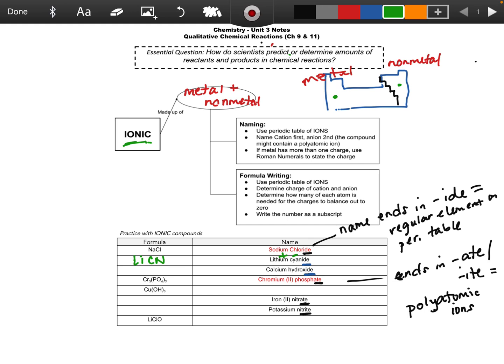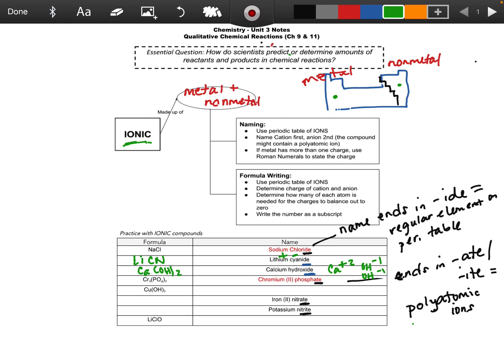For the next example, calcium hydroxide, calcium is +2, hydroxide is -1. So these are not equal. If you look at the charges, we would need 2 hydroxides to balance out our 1 calcium. When you need more than one polyatomic ion, you have to use parentheses. So we would have Ca(OH)2, and the 2 would mean that we would need 2 of that entire hydroxide group.